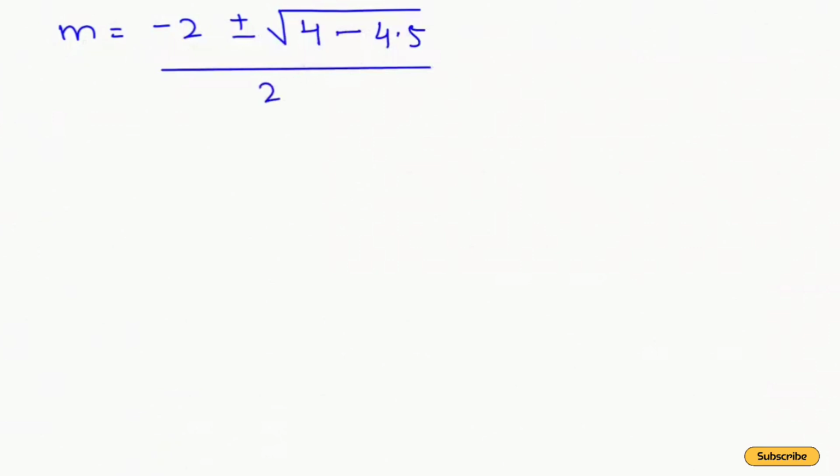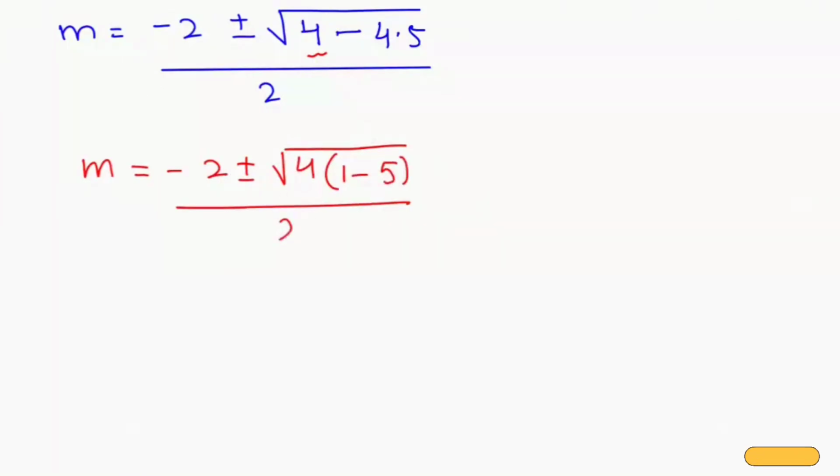Next, I am going to take common of 4. m is equal to minus 2 plus minus root 4. I took the common here; 1 is remaining, minus 5 is remaining, over 2. Now I'm going to simplify it further. m is equal to minus 2 plus minus root here 4 times negative 4 over 2.